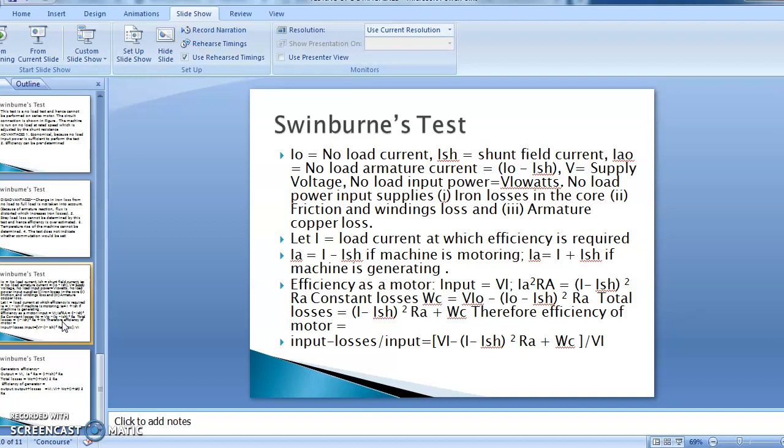So next, the Swinburne test actual calculation, let us see. In this procedure, I0 is the no load current, ISH is the shunt field current, IA0 is the no load armature current, which will be equal to I0 minus ISH in case of motor.